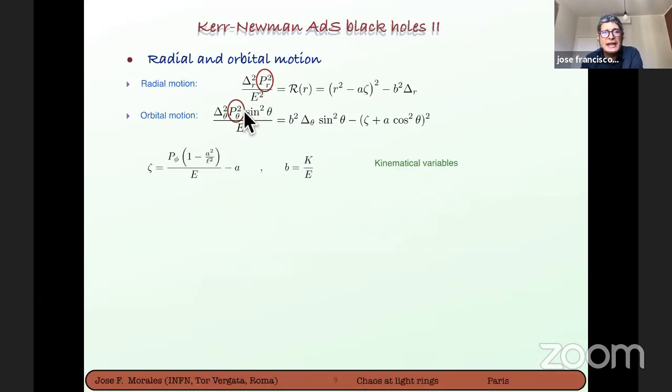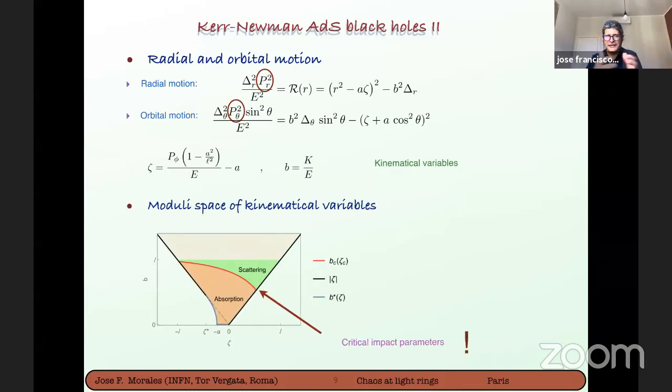Here I wrote the answer. And you see again that the radial velocity is given in terms of a function, R, that can be written explicitly in terms of all quantities of the black hole. In particular, now two kinematical variables enter, on top of the impact parameter, k over e. There is another kinematical variable which parameterizes the momentum along the phi direction. And you can study what these geodesics look like in the moduli space of these two parameters. This is a plane.